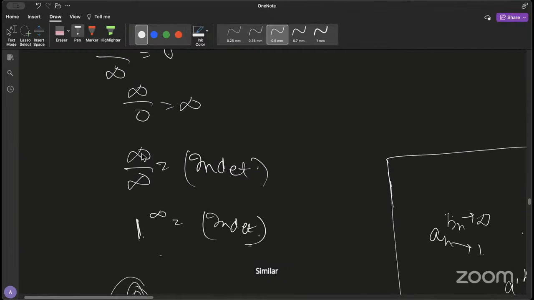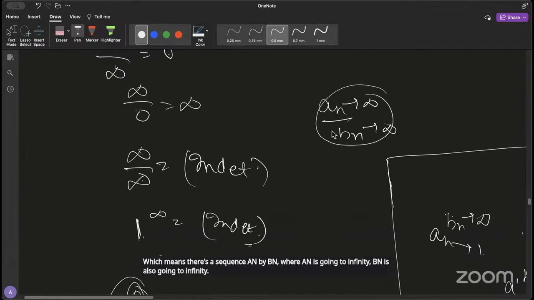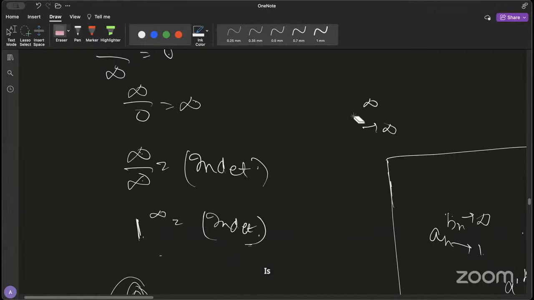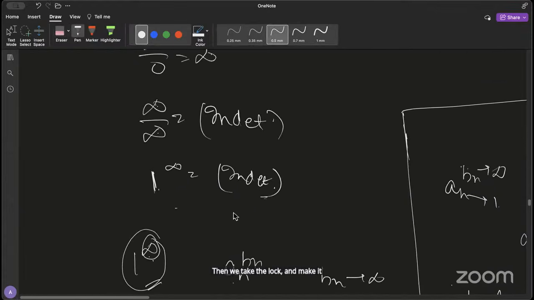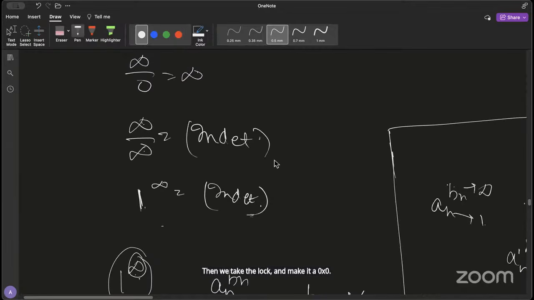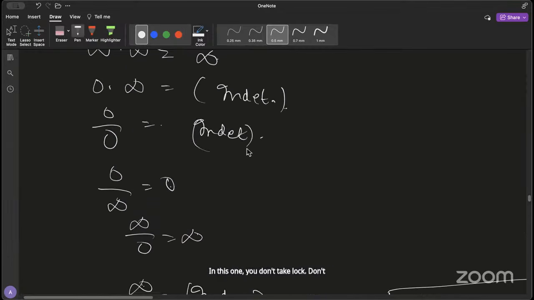Similarly here, you don't have infinity by infinity. That's not even a number. This is a form, which means there's a sequence an by bn where an is going to infinity, and bn is also going to infinity. That's when we say it's an indeterminate form. Then we take the log and make it a 0 by 0 form. In this one, you don't take log.